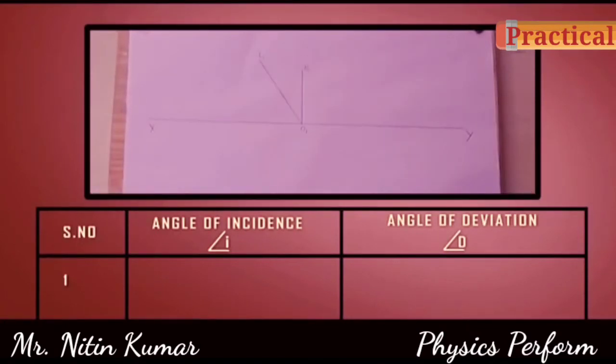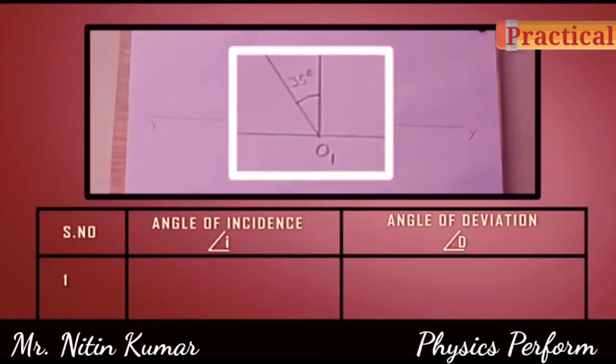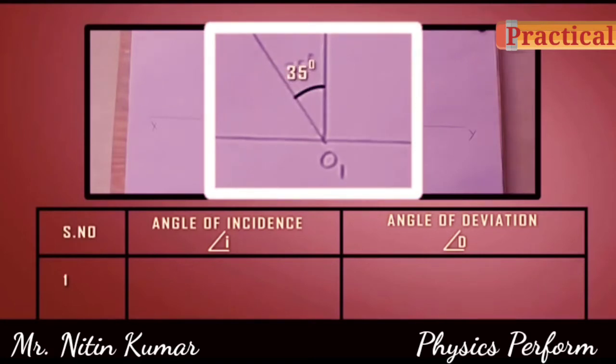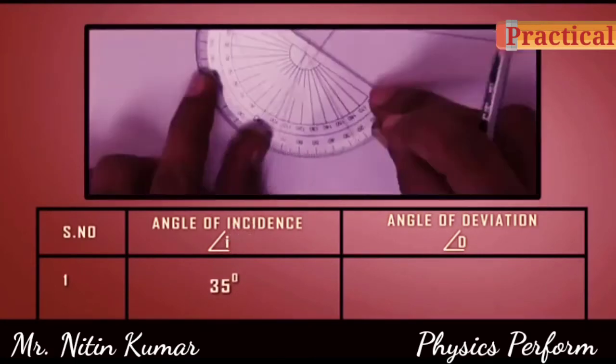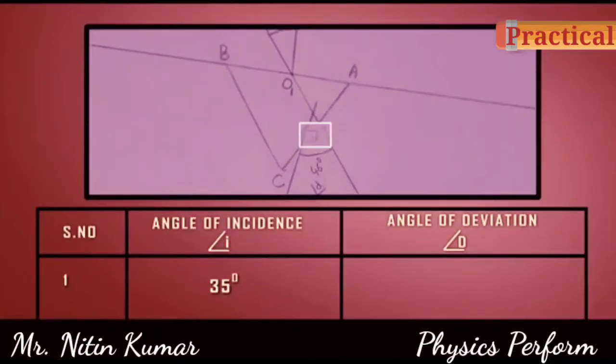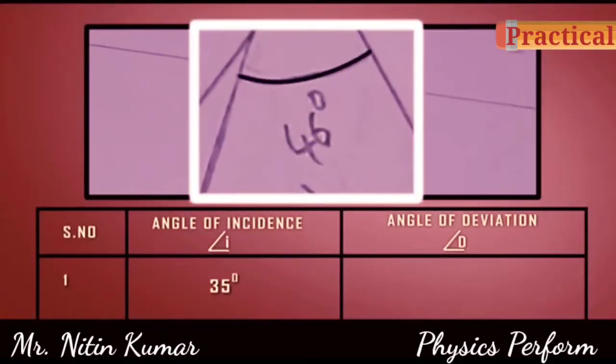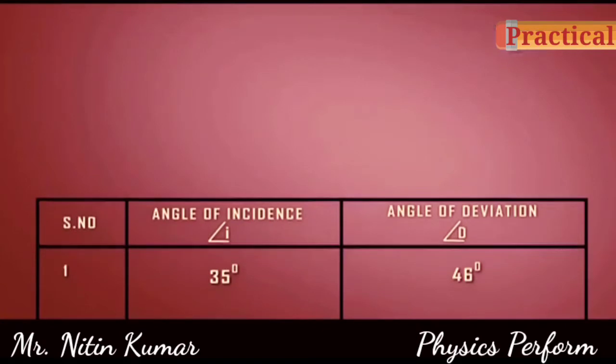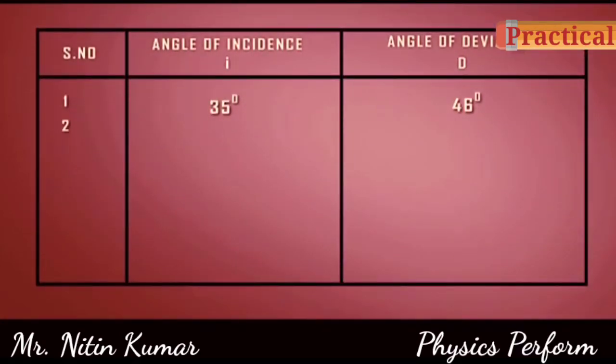Observations. Observation table for angle of incidence I and angle of deviation D. When the angle of incidence I is equal to 35 degrees, the angle of deviation D was 46 degrees. Similarly, for I equal to 40 degrees, D is equal to 42 degrees. For I equal to 45 degrees, D is equal to 40 degrees.